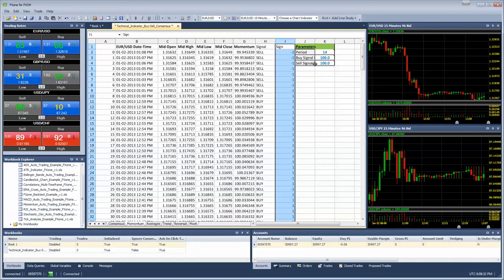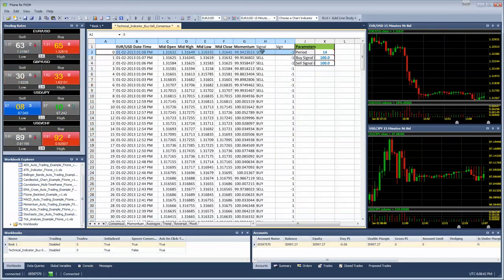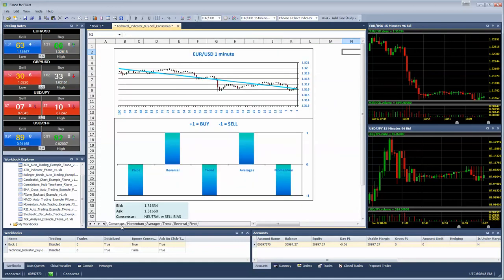We've got parameters for controlling that indicator. And we're basically just pulling through the current signal. In this case, it's the 0th index, or this topmost value, which is a sell for the momentum indicator. And if we go back to the consensus top sheet, we will see that the momentum indicator is in fact in a sell mode. And this is updating in real time.